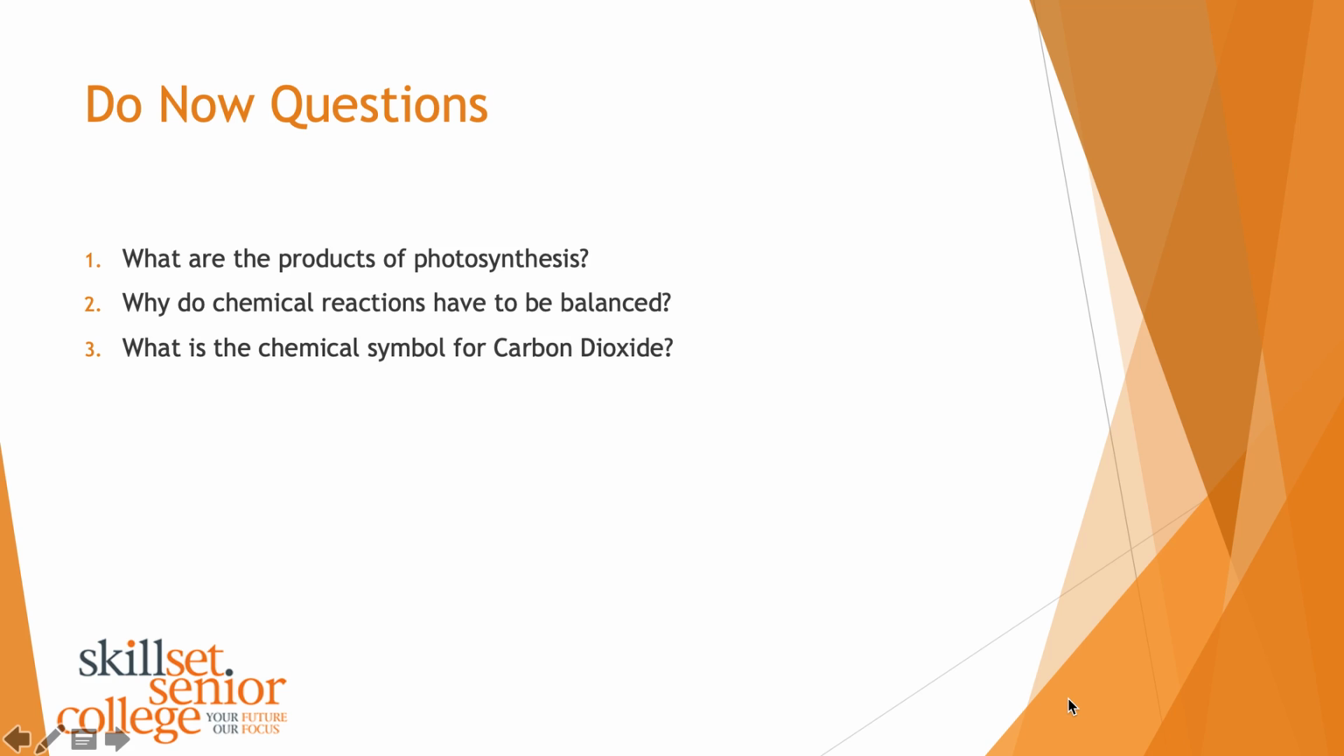The questions are, number 1, what are the products of photosynthesis? So these are the things that are produced after photosynthesis. What chemical reaction that we talked about last week, and what are the products that are produced from that chemical reaction.